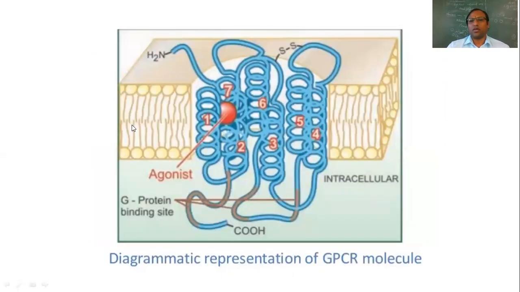So this is how the GPCR looks like. As we have said, two loops are there outside and two loops are there inside: two extracellular, two intracellular. These are actually the G protein binding site. G protein binding site means you have your alpha, beta and gamma in this position only.